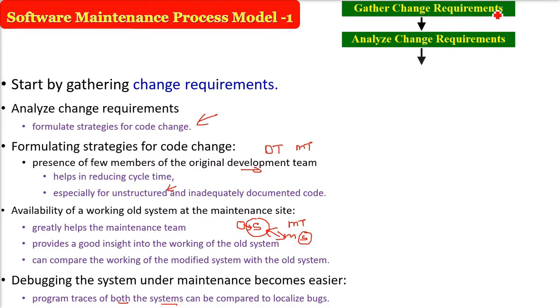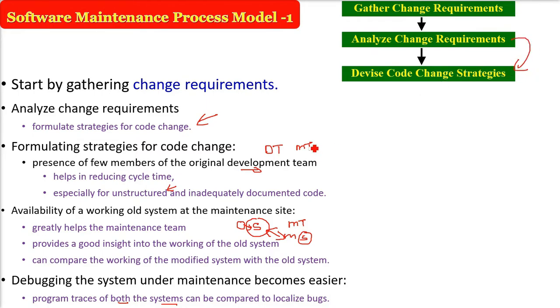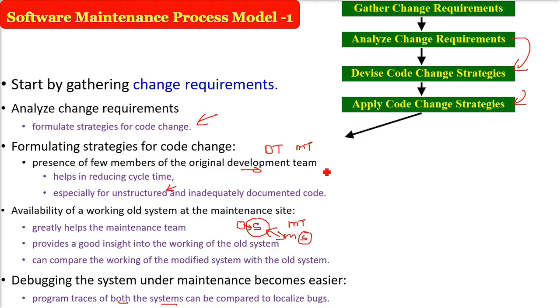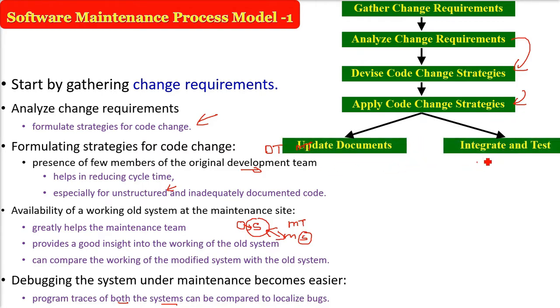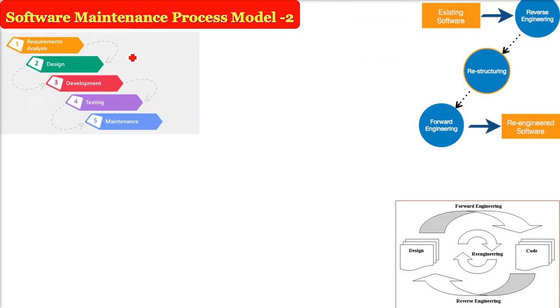So you need to gather the change requirements, analyze the change requirements, devise the code change strategies, and as I said, implement the application of these code change strategies, and finally testing and the documentation updation. So this is software maintenance process model number 1. There can be multiple software maintenance process models.